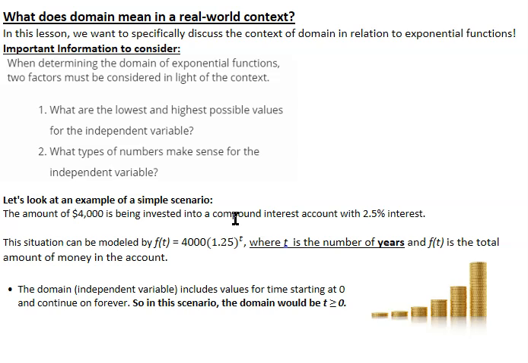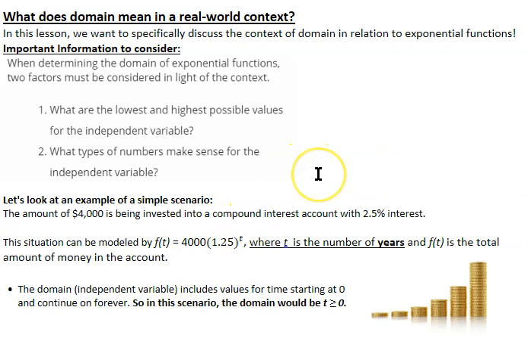to something you've been learning, which is exponential functions. So when we're considering that in terms of exponential functions, we really want to make sure we understand two things in the context of a problem. What are the highest and lowest possible values for the independent variable? And then what types of numbers actually make sense for that independent variable?